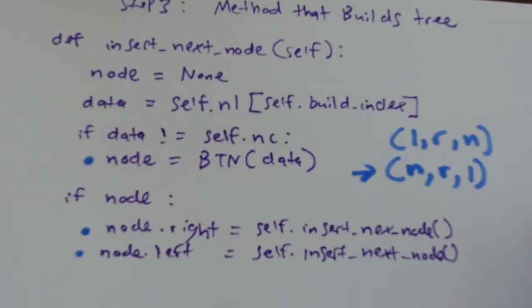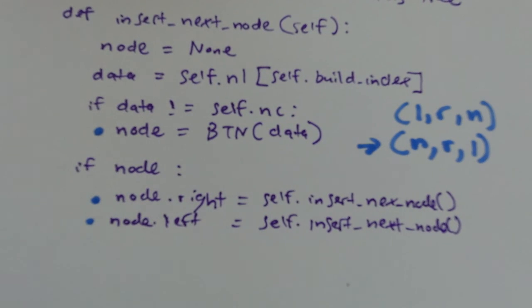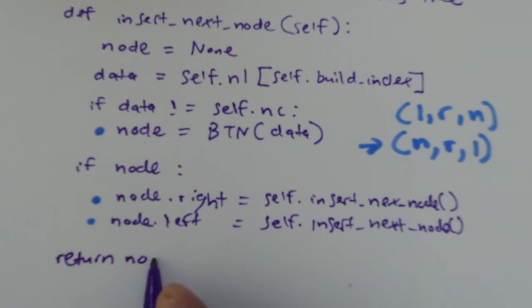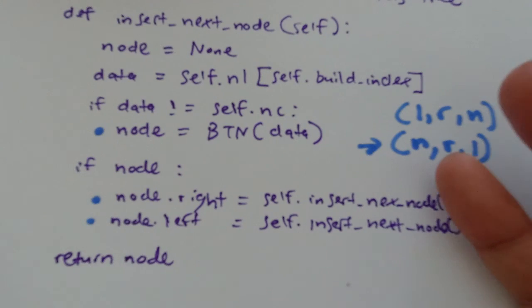It's really important that you see that, because it may not be obvious at first glance. Now, once we have the node, we want to return it. So we're going to do return node. And we are returning this node even if the node is none. We still have to return that information.